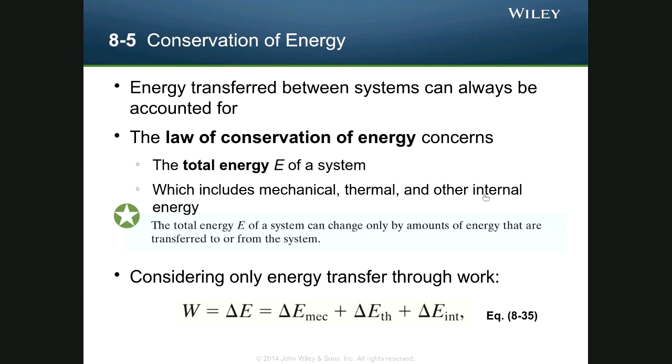This will kind of get thrown away here, but it's really quite fascinating. The total energy of a system can change only by amounts of energy that are transferred to or from the system. But considering only energy transfer through work, right? Work is equal to delta E, equals the change in mechanical energy plus the change in thermal energy plus the change in internal energy. Now, what I find fascinating about this is that in my mind, the internal stuff and the external stuff are pretty different, and yet they're related. You can relate the change of completely internal processes to completely external changes.